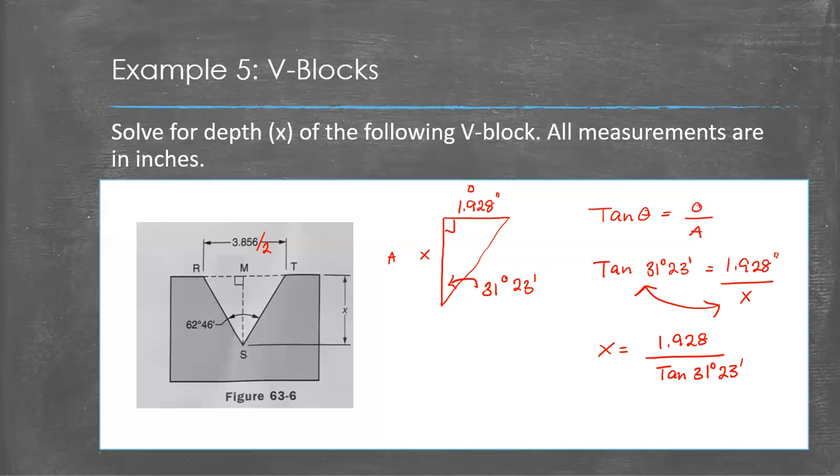And you may want to write that out separately. If you were to do that, this is one where I find sometimes that's helpful. So X is 1.928 divided by, I guess I didn't write it out separately, so I'm going to just take 30 seconds to calculate it. Tan of 31 and 23. You would get 0.6100, and that gives you an X length of 3.156 inches. Okay, so pretty easy to calculate, not too complicated.